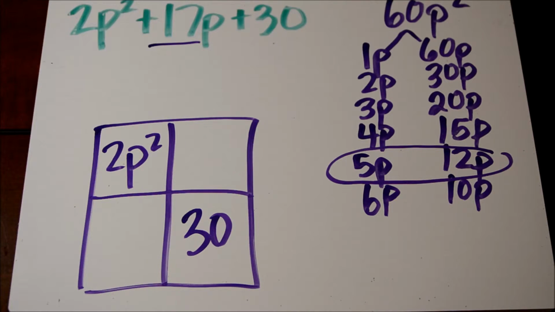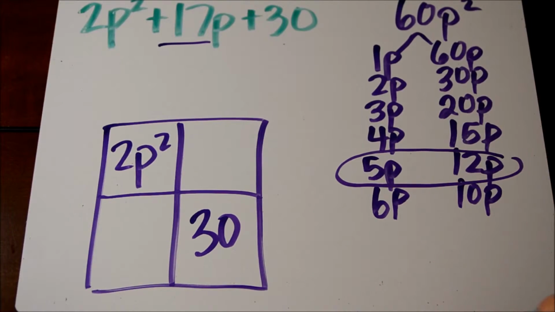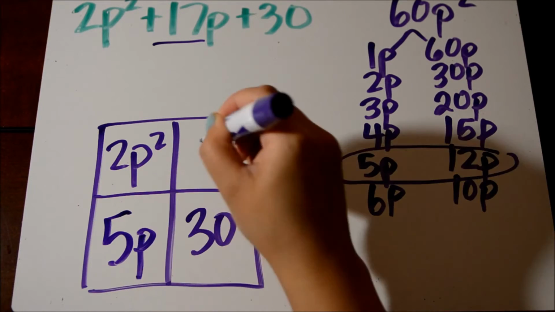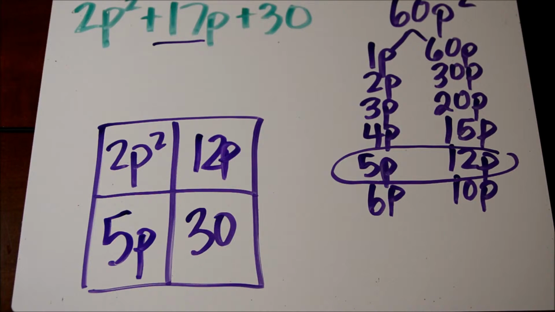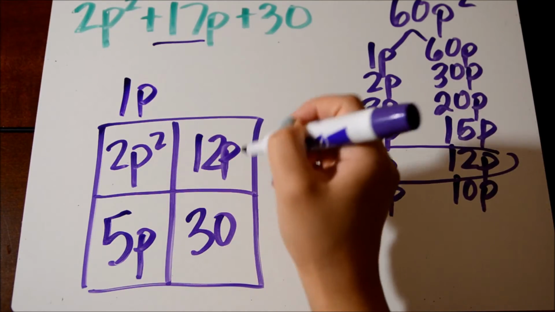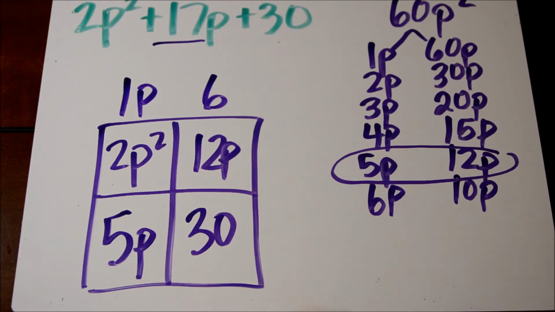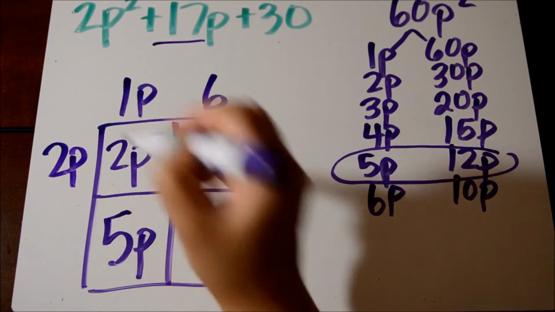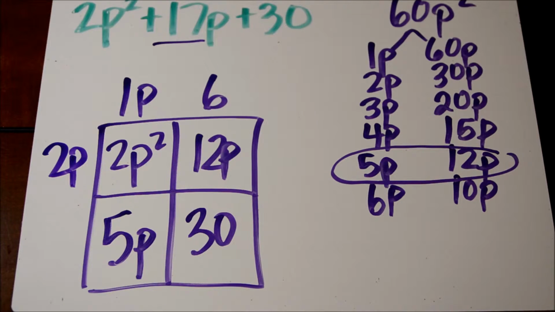Luckily, we don't have to do anything with our signs because we're trying to get two positive numbers. And so we're just going to work with positive 5p and positive 12p. Let's go ahead and fill out our boxes, and we're going to factor out the greatest common factor in each direction. So in that first column, 2p squared and 5p, our greatest common factor is 1p. Here it's going to be 6. Out of 2p squared and 12, it'll be 2p, and the bottom row is going to be a positive 5.